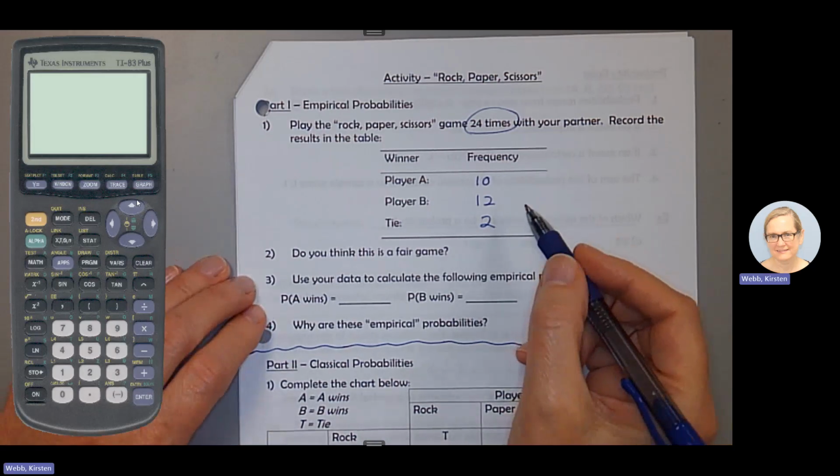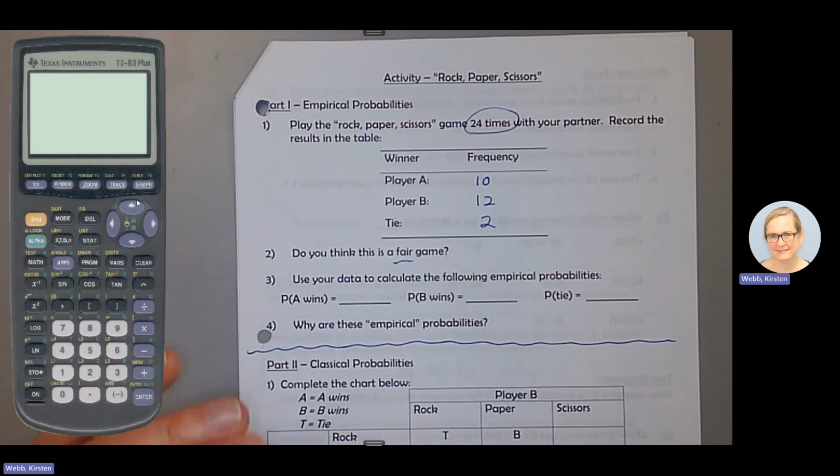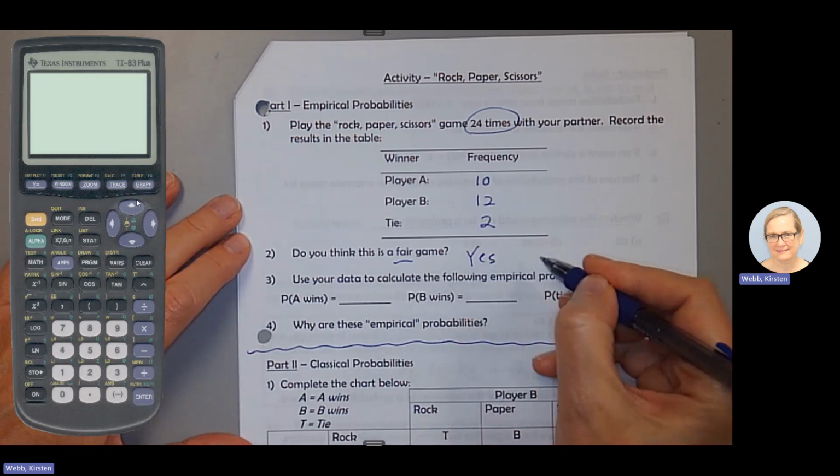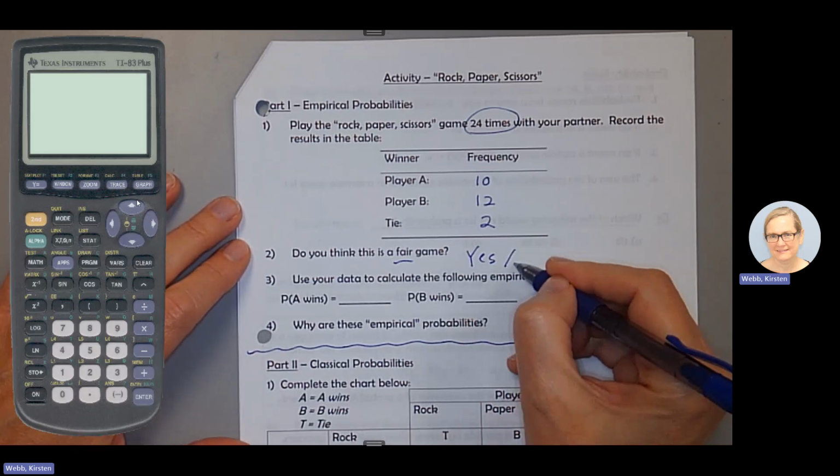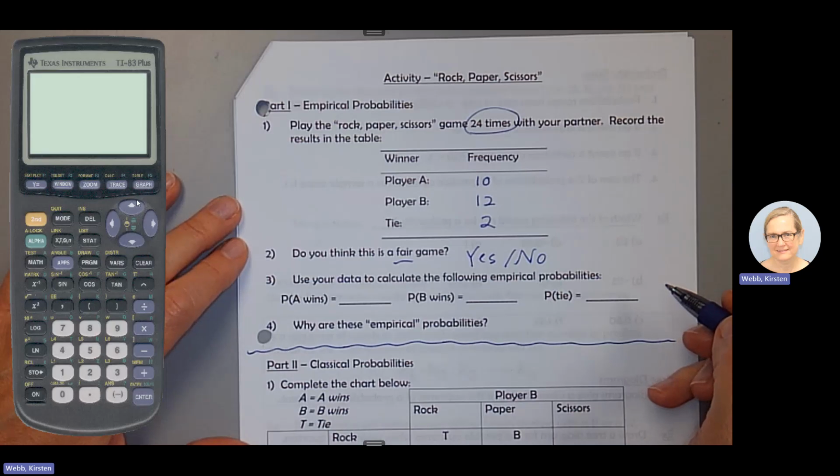Well, based on playing the game, do folks feel like it's a fair game? Yeah, lots of yeses. Did anybody feel like a no instead? Didn't feel so fair? Yeah. Any maybes? Any other thoughts?